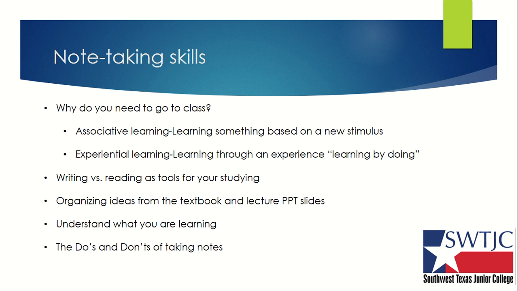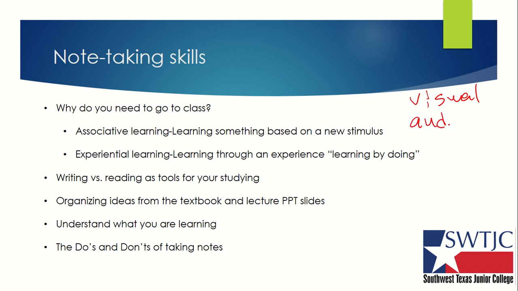Well, there's really two things that you get out of going to class, and really two forms of learning. One that we call associative learning, and the other one that we call experiential learning. Okay? Associative learning is really learning something new based on a new stimulus, right? And what do we mean by stimulus? Something that actually initiates the learning, right? Gets you to learn, right? What are some ways of a stimulus? Well, that could be a visual stimulus, right?